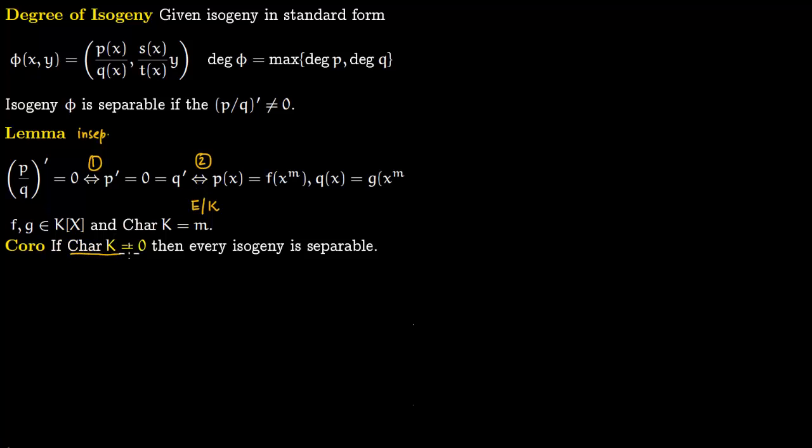If the characteristic of k is 0, then every isogeny is separable. You can see this directly from here. If the characteristic of k is 0, then you plug in 0 here and you get p and q as constants. So this first term would have to be a constant, and therefore it would no longer be an isogeny. So it has to be the case that we have a separable isogeny, because if we had an inseparable one, p and q would be constants, which would no longer make it an isogeny. So this is an easy corollary. Let us now prove this lemma.